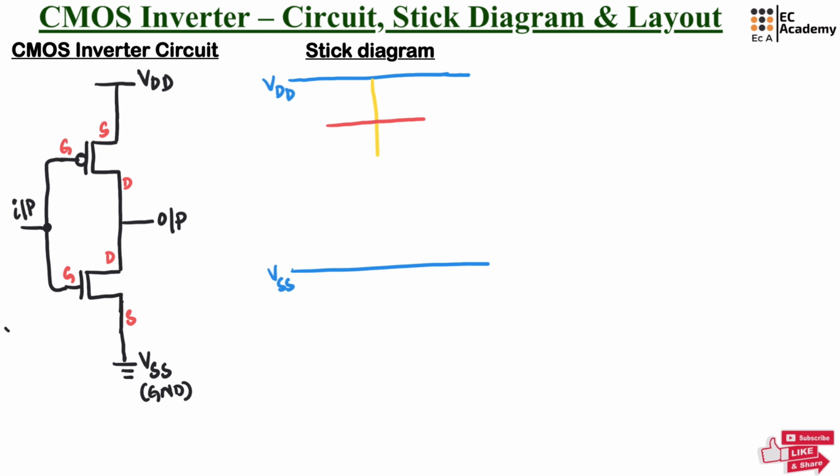Similar to this, NMOS can be represented by a green line which is written in vertical direction, and in horizontal direction we can write a red line. Here green line represents N diffusion region and red line represents polysilicon.